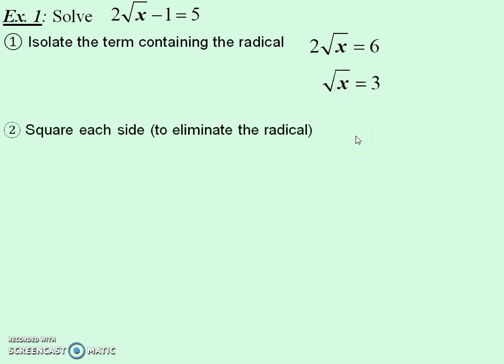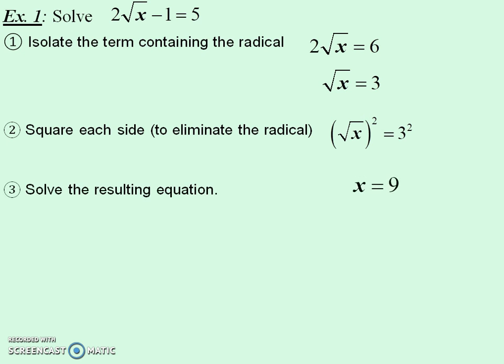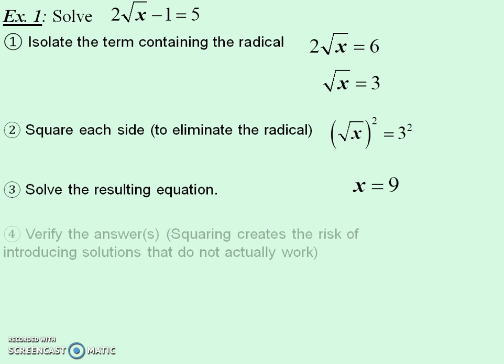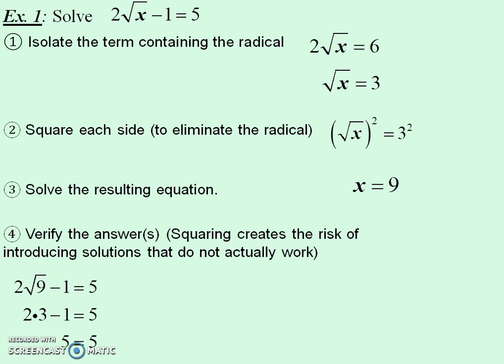And once I've got this, I'll square each side, meaning I want to square to get rid of that radical, because when I square this, this square and this square root cancel. I'm left with x on one side, and on the other side, I've got 9. And it's important to verify your answers, because in square root functions, there are often solutions that don't work. So we have to verify that this one does work, and when I plug it back into the original, root 9 is 3, 2 times 3 is 6, and 6 minus 1 is 5, it's true. It works, which means that the answer here is 9.